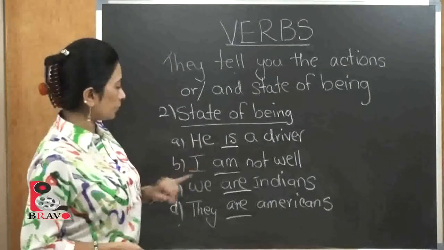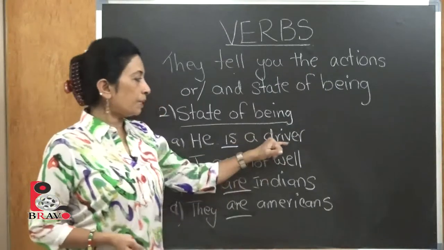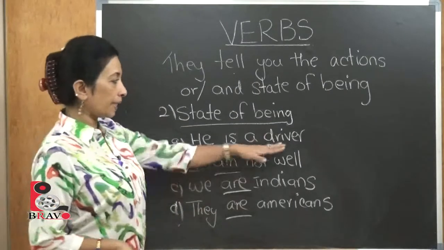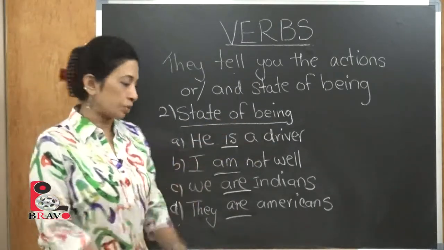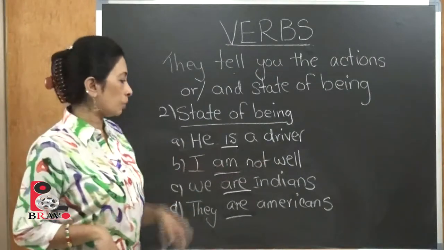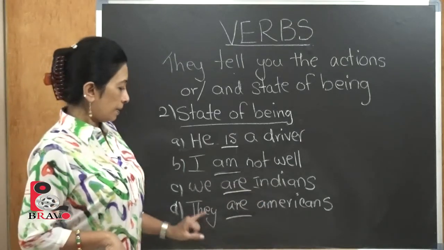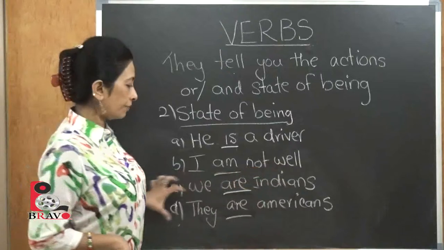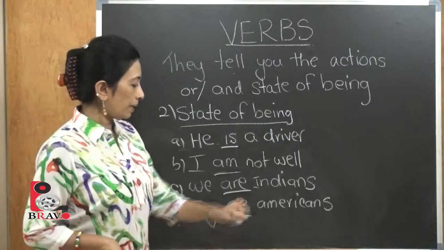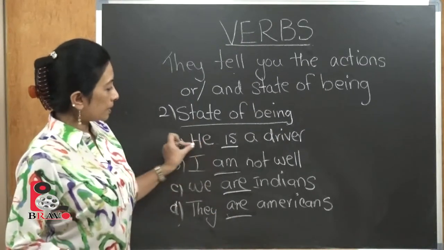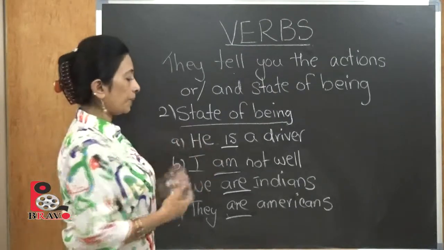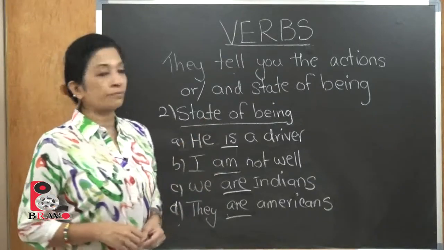We'll go through it one more time. He is a driver. The state of being of his position is driver. If he is driving, then it becomes an action word, but here it comes under state of being because that's his position. I am not well, because I am not well today. So my state of being today is I am not well. We are Indians. They are Americans. The state of being of the community is we are Indians and they are Americans. Plural becomes are, singular will be is, and because it's one person, me, it will be am. So these are some examples of state of being.